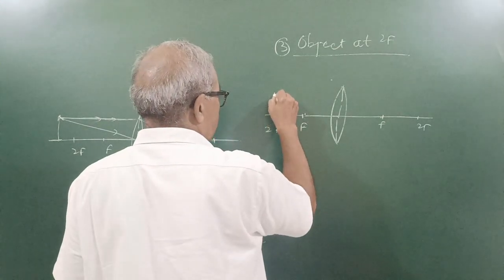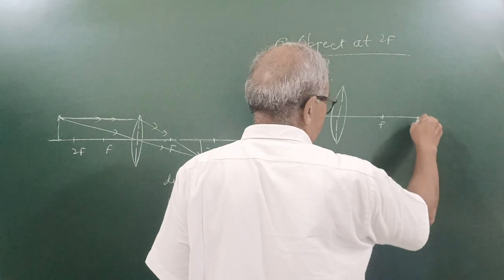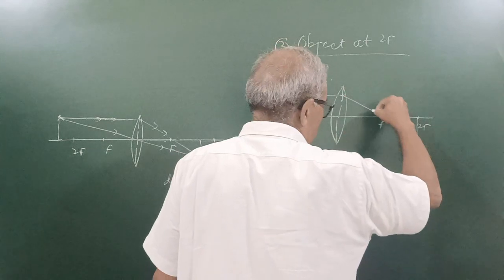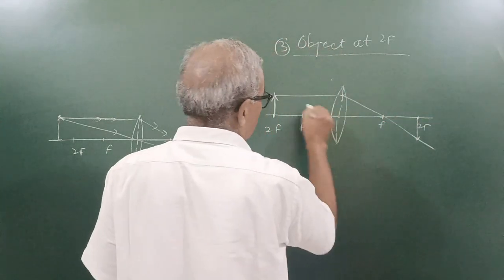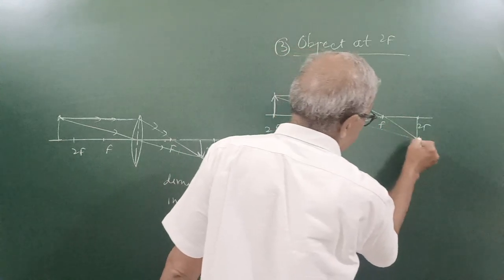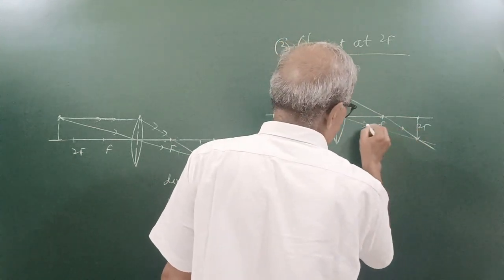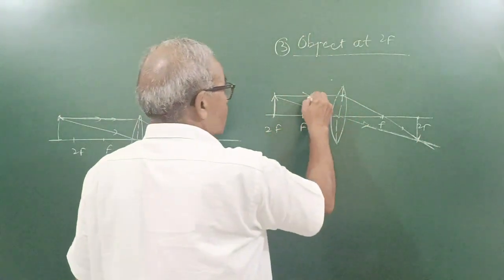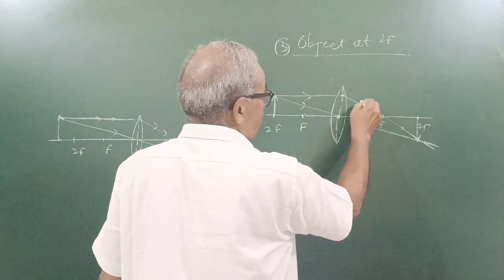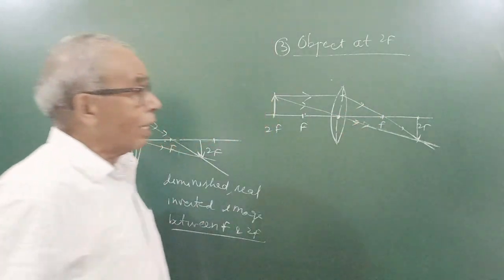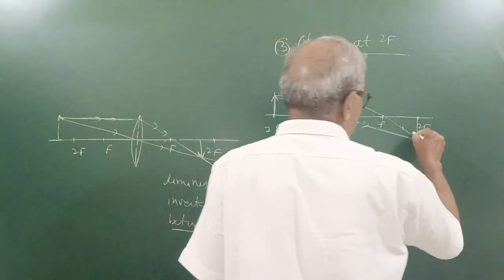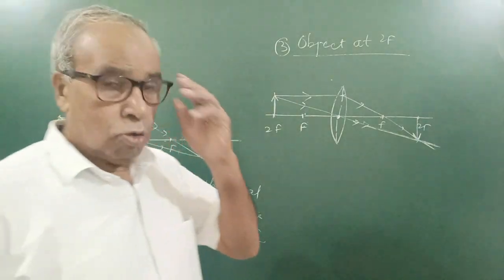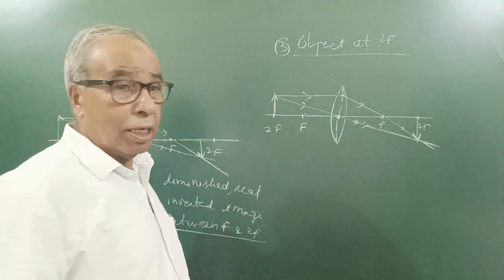At 2f here, actually, we get a same size image. Draw it first, same size. A ray parallel passes through the focus. Another goes through the optical center. So, a real image of the same size. Put the arrows. This is the optical center here. If you have drawn the diagram and not marked the arrow, half marks are deducted. The question will be of 1 mark and half a mark is deducted. So 50% of the marks are lost, even though you know the question.